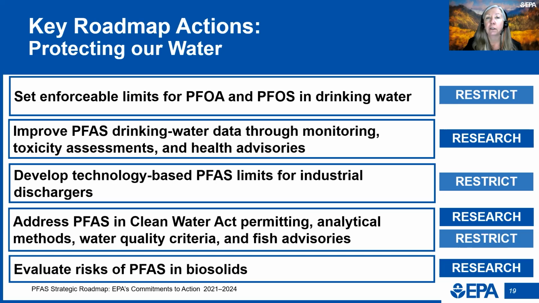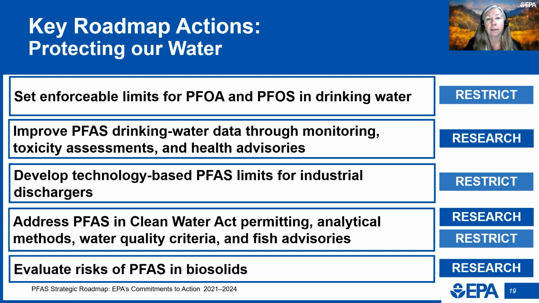This data will be critical in improving our understanding of how communities, including low-income communities and communities of color, may be exposed to PFAS in their drinking water. As I mentioned earlier, in June of 2022, EPA released 4 health advisories: interim health advisories for PFOA and PFOS, and final health advisories for PFBS and for Gen X chemicals.